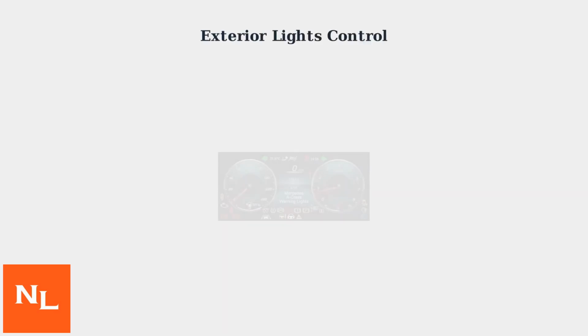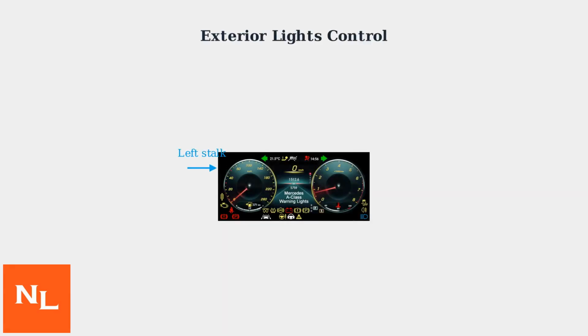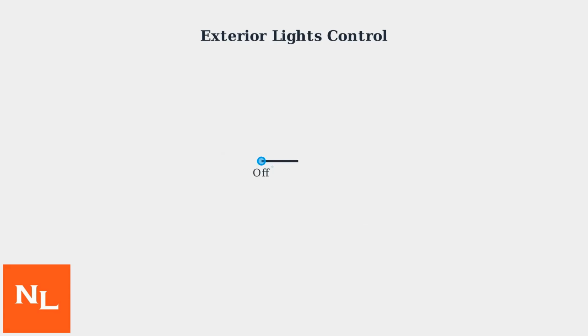To turn off Mercedes-Benz exterior lights, use the stalk on the left side of the steering column. The stalk has positions: off for all lights deactivated, auto for sensor-activated lights, parking for side markers and taillights, and low or high beam for manual activation.